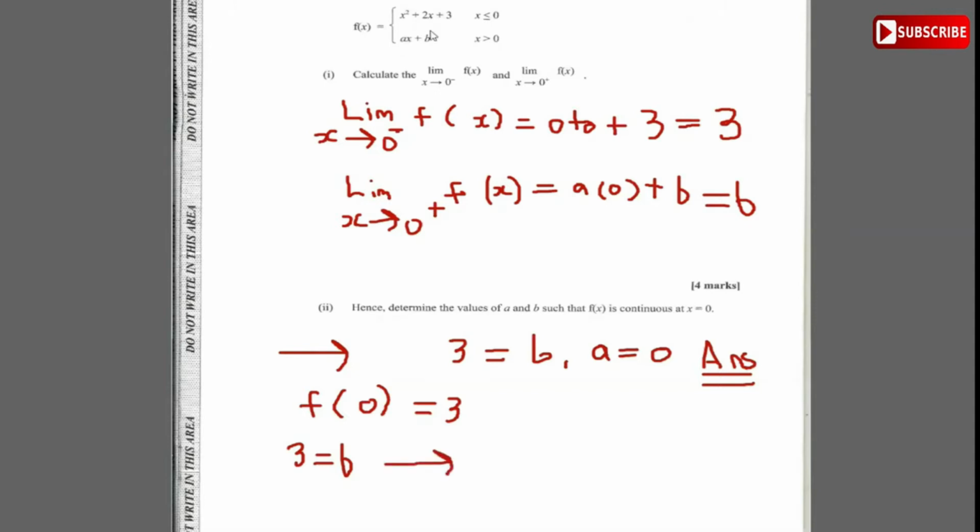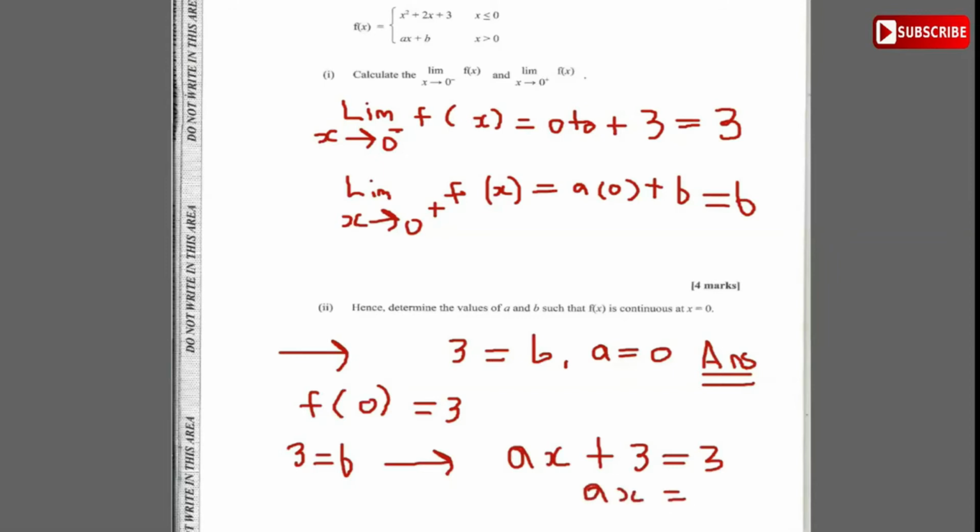A has to be 0. A can't be any other value. In order for it to be continuous, a must be 0. Because now you have a times x plus b, where b is 3, is equal to 3. And if a times x plus 3 is equal to 3, then a times x must be 0. So a must be 0.